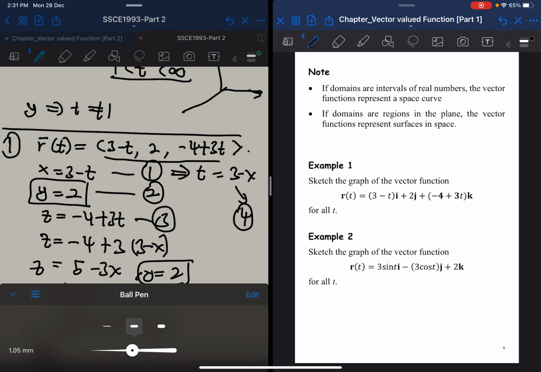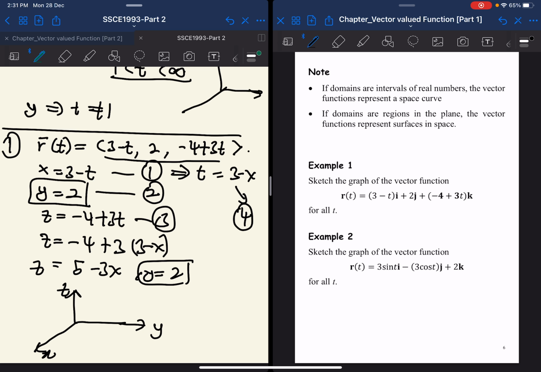Let me change the color so that it will be clear. We know that y equals 2, so it should be somewhere here. This one will be the new axis, y equal to 2. No matter what values of t you substitute after this, the position vector should be on this new axis. We will see this after this.